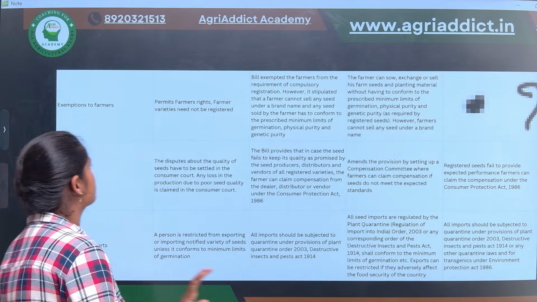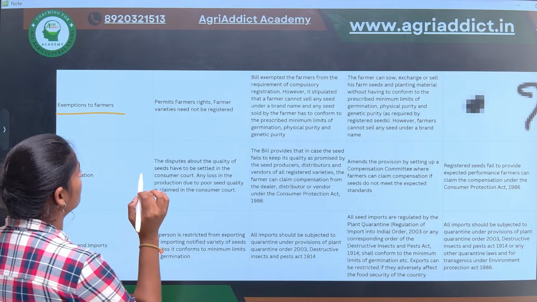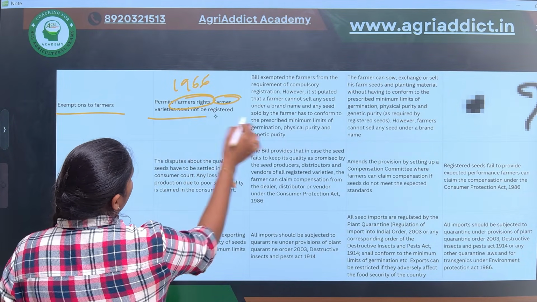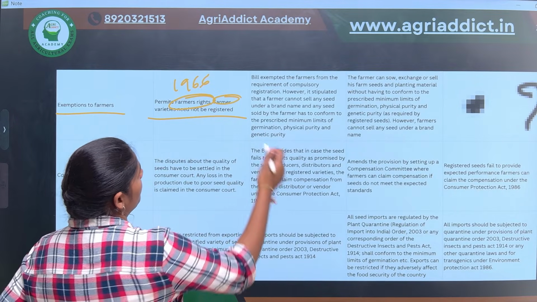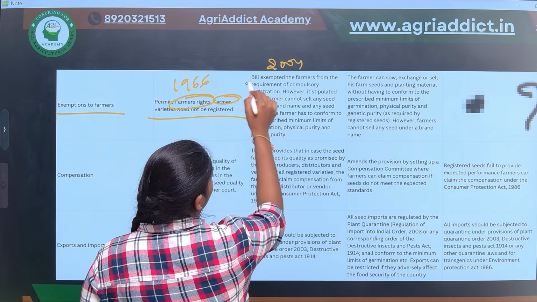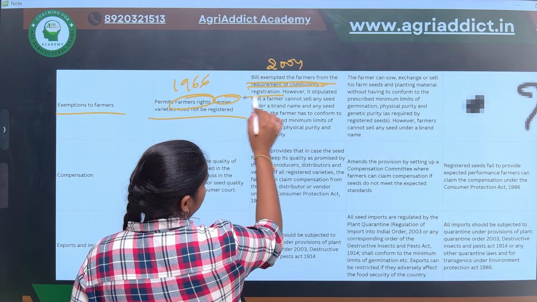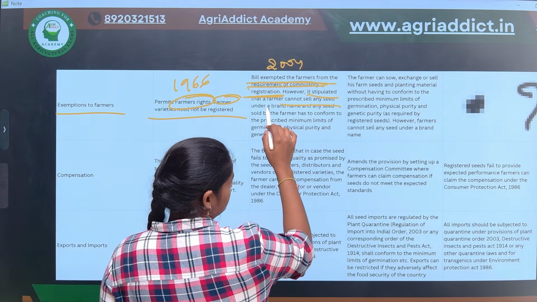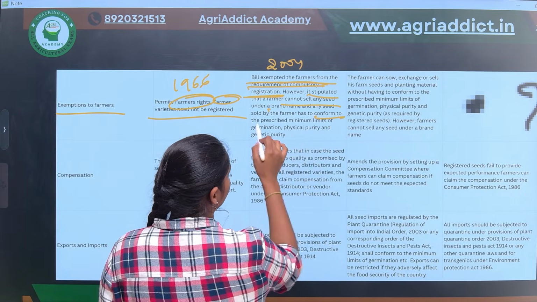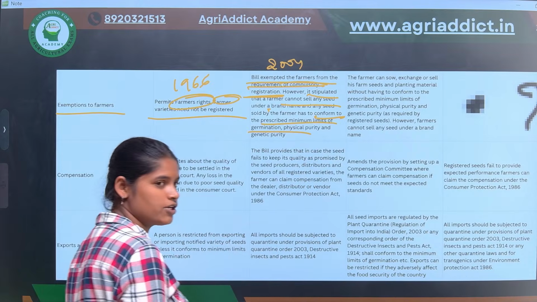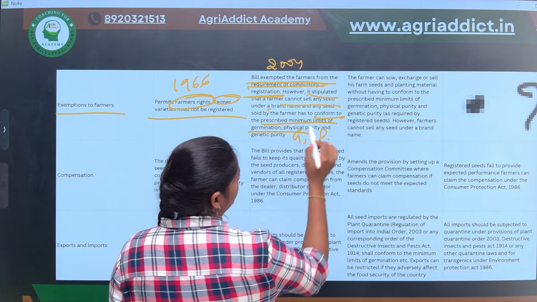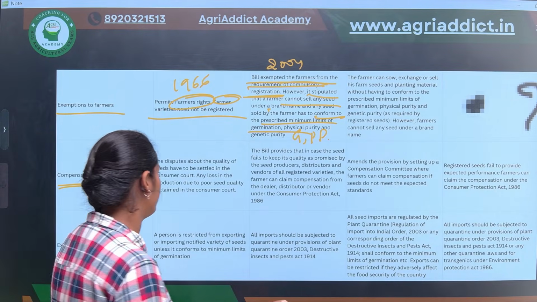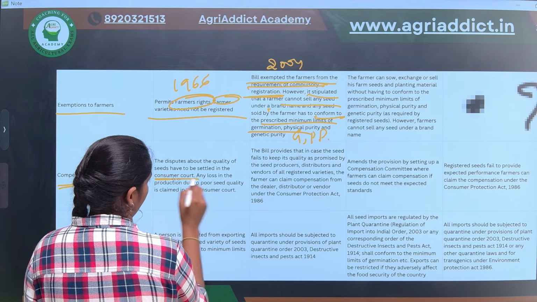And other major differences come in the exemption of farmers. In 1966 they have given farmers' rights, farmers' varieties need not be registered. But the 2004 bill exempted the farmers from the requirement of compulsory registration, but they stipulated that they cannot sell any seed under a brand name, and there should be minimum prescribed limits for germination, physical purity and genetic purity. Okay. And compensation: if there is any dispute about the quality of a seed, it should be settled in the consumer court. Okay.